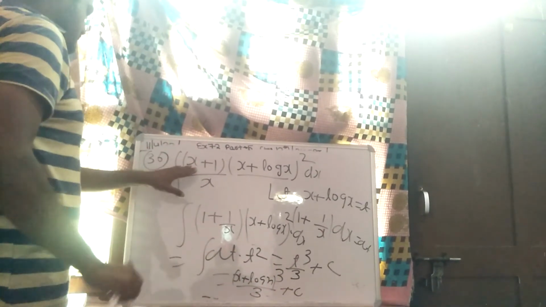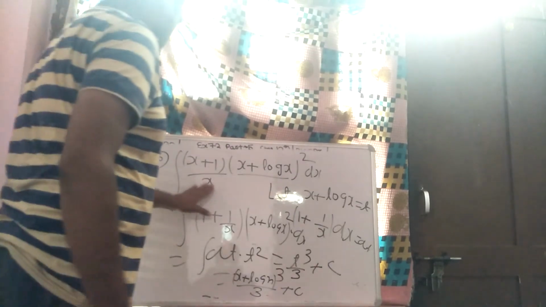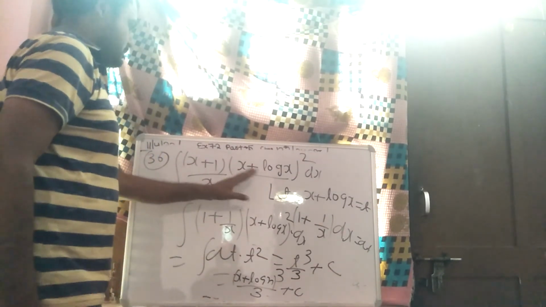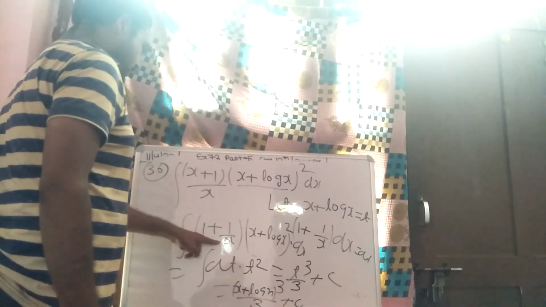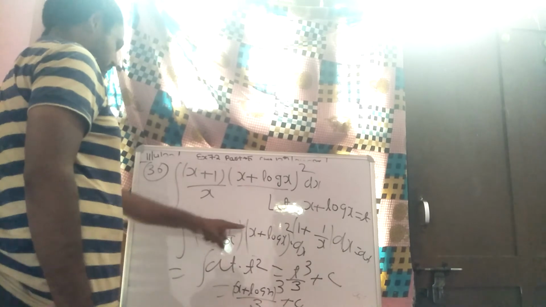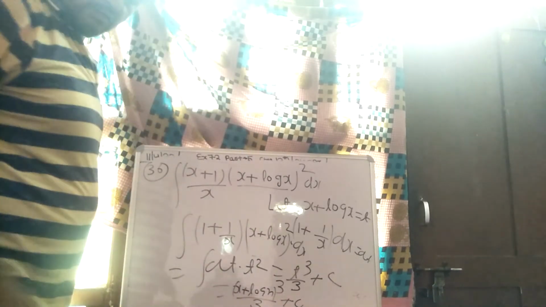We have also explained x plus 1 upon x plus log x. We substitute x plus log x equal to t. So in differentiation, 1 plus 1 upon x. So 1 plus 1 upon x into dx, that is dt, and this is also t square. Very easy, t to the power 3 upon 3. Next question.